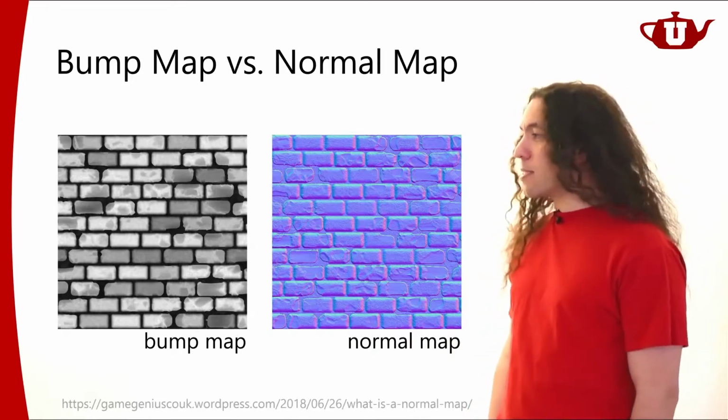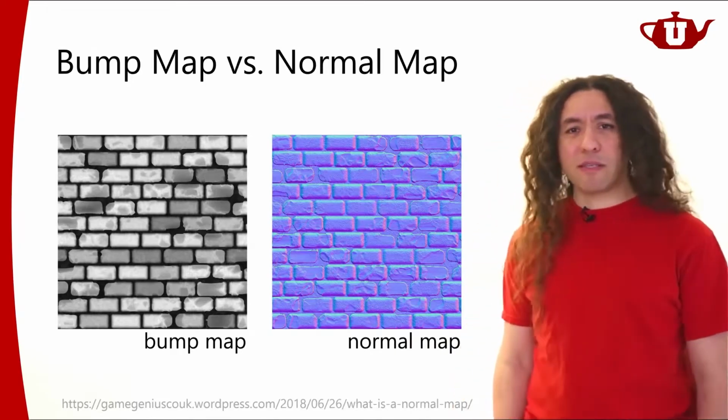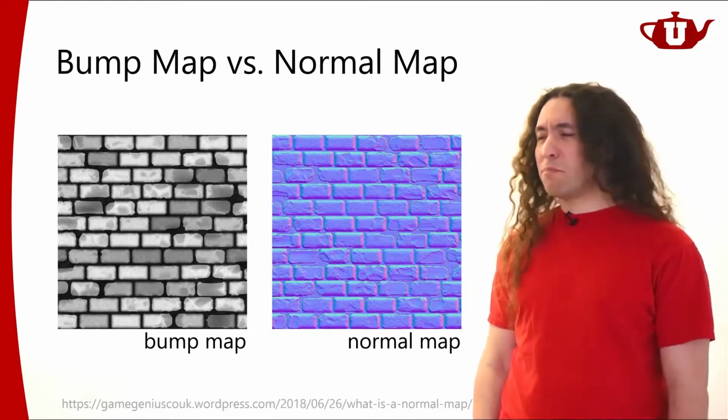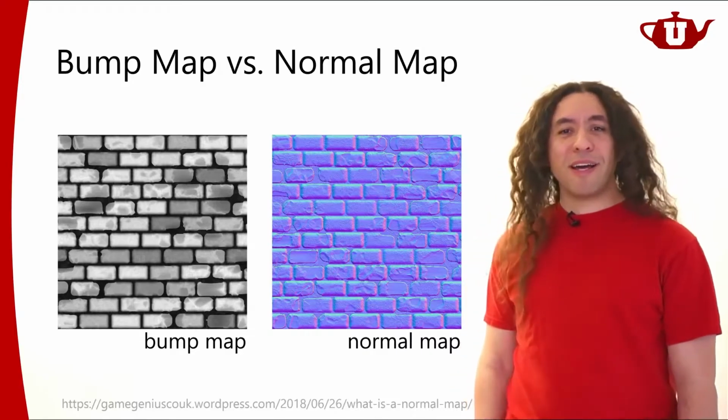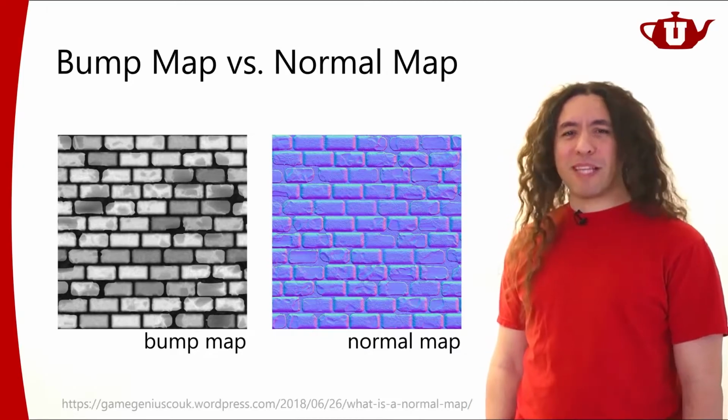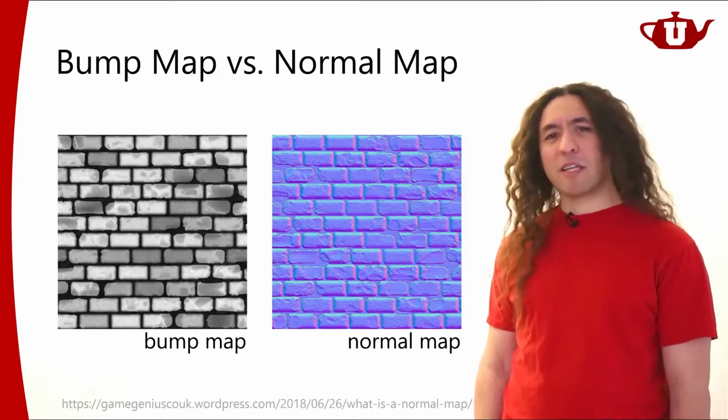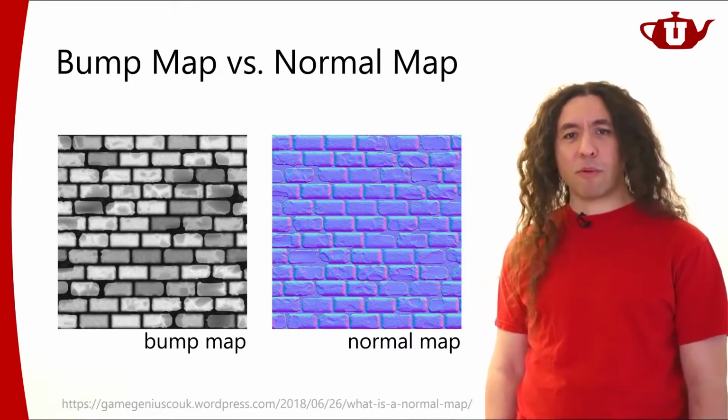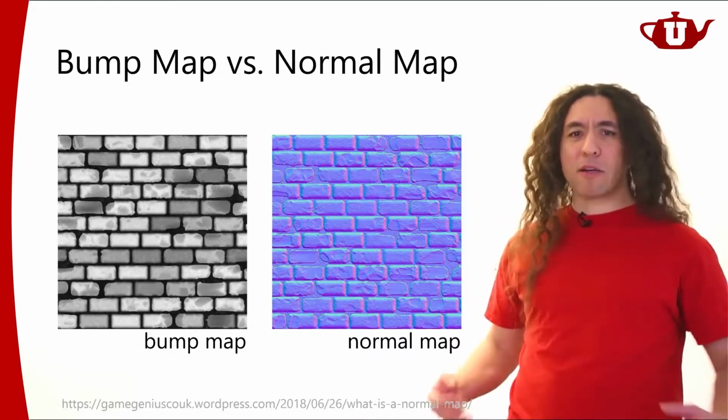But in practice, there are always some minor differences. So if you Google it, I'm pretty sure you'll find all sorts of examples comparing bump maps and normal maps, and they will look different because people are not necessarily using exactly the same parameters for normal maps and bump maps. So they might look a little bit different.